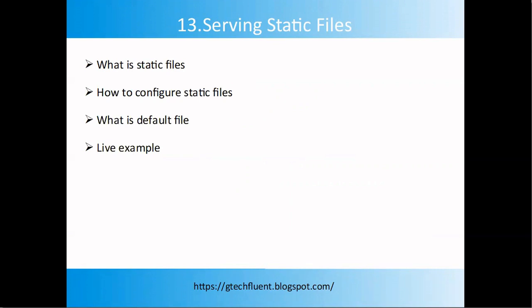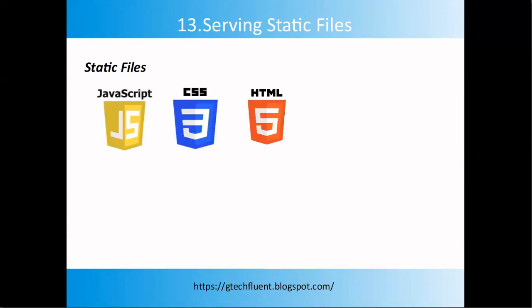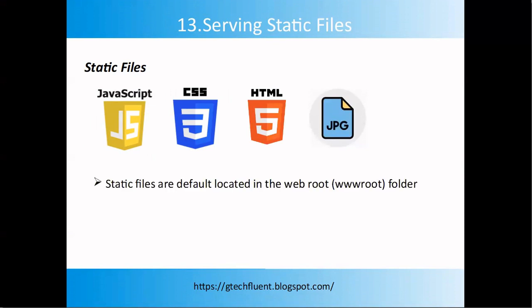So let's start. First we see what is a static file. Static files are files which are required for your application: JavaScript files, CSS files, HTML files, images or icons. These static files are by default located under the wwwroot folder inside our ASP.NET Core application. And if you want to configure or use static files, we need to configure the middleware, which is the use static file middleware, in our ASP.NET Core application. So let's switch to Visual Studio and see the example of the static file.